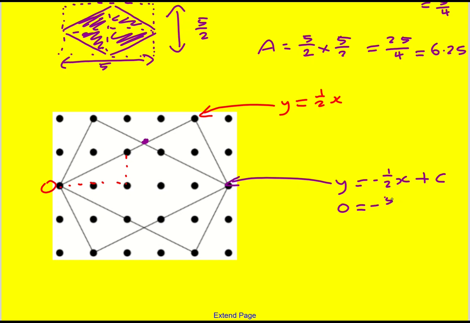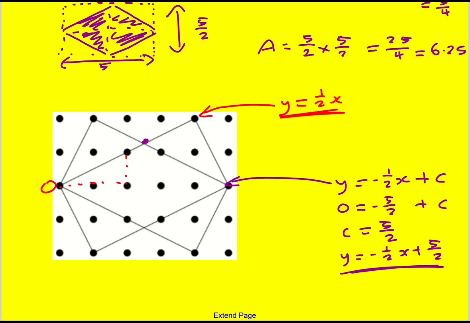So 0 is going to be minus 5 over 2 because I'm substituting in x equals 5, plus c. So c is going to be 5 over 2. And that means that y is equal to minus a half x plus 5 over 2. I can now set this equal to this to find out where they intersect. So a half x equals minus a half x plus 5 over 2. x equals 5 over 2.